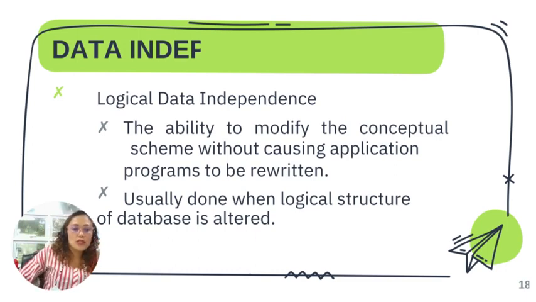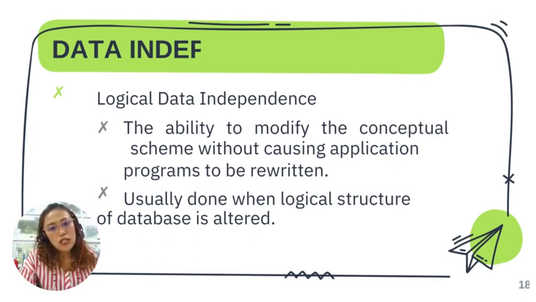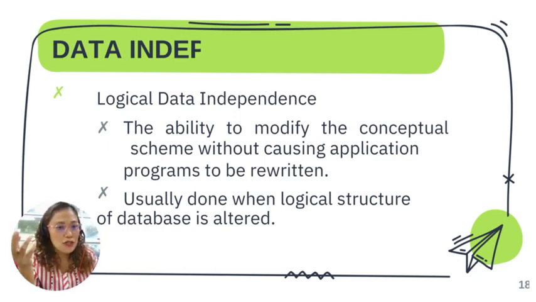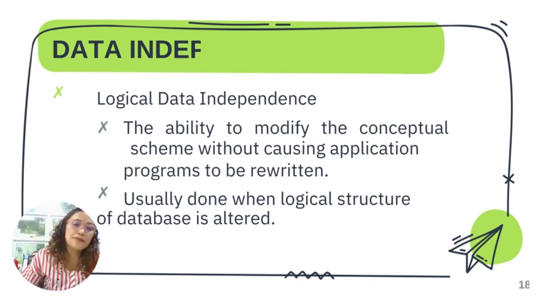Now let's go to logical independence. So when you say logical independence, it is modifying the conceptual schema without causing the application programs to be rewritten. So meaning if you add tables, or maybe add relationships, then it should not affect your application programs, which would have to be rewritten. Okay.